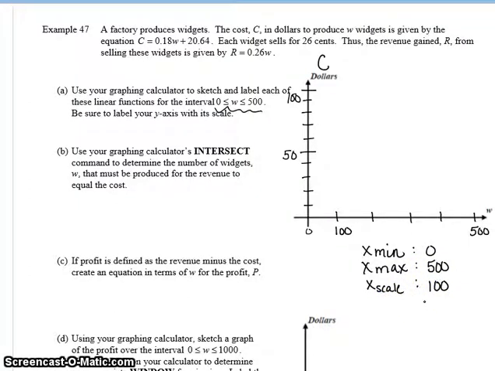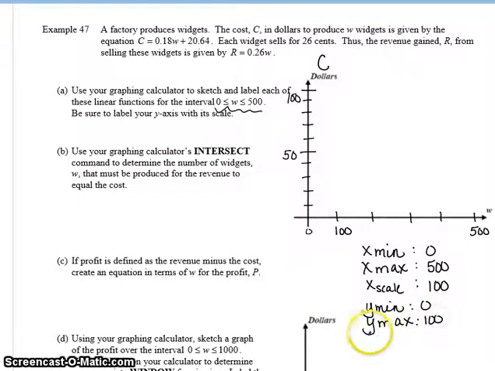Okay, so again, you're in menu. Then it says something about window. And then it says window settings, and we're changing them. So my X min is 0. I'm going from 0 up to 500 by 100. You do the same thing for the y's. So the y min, let's say, is 0. My y max is going to be 100.